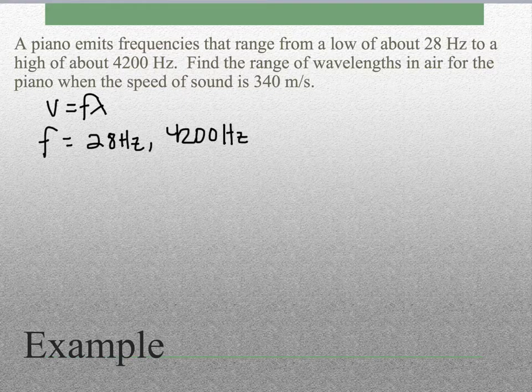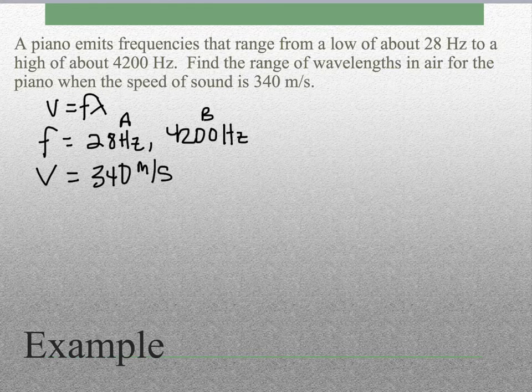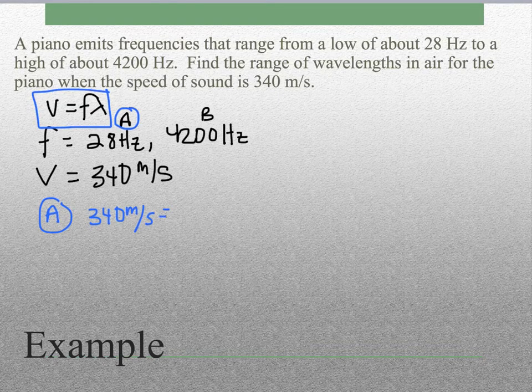To make things easier, I'm going to call this one A and this one B, so that we can find the wavelengths of A and B. The velocity of sound in air is 340 meters per second. Now I'm going to start plugging things in, and we're going to do A first. Plugging things in, we end up with 340 meters per second equal to 28 hertz times our wavelength. Solving for the wavelength of A, the wavelength of A will be equal to 12.1 meters.